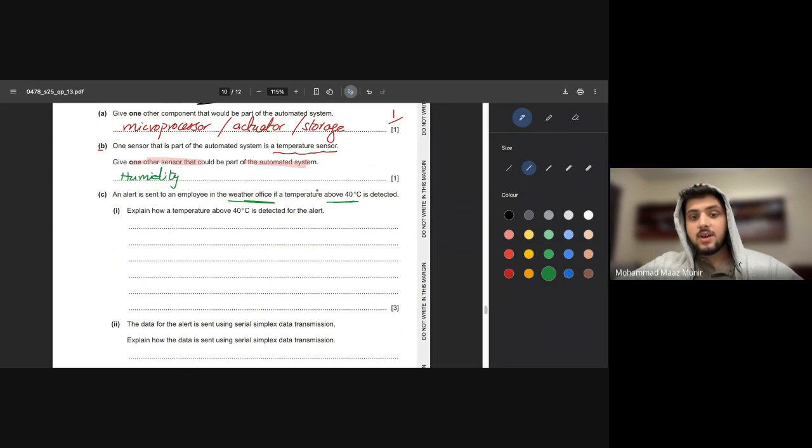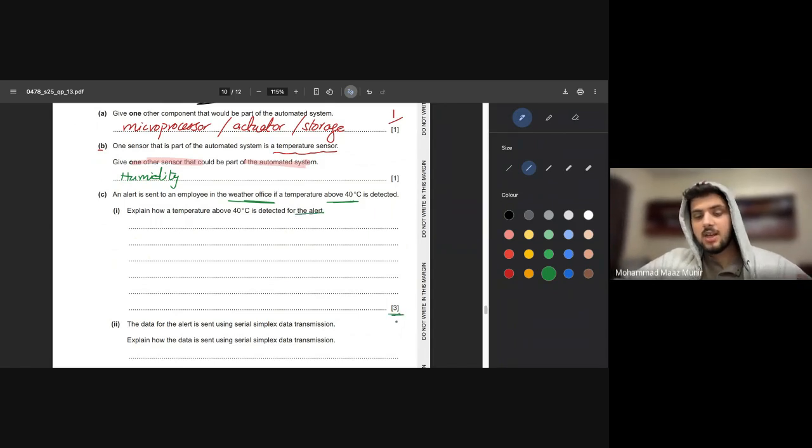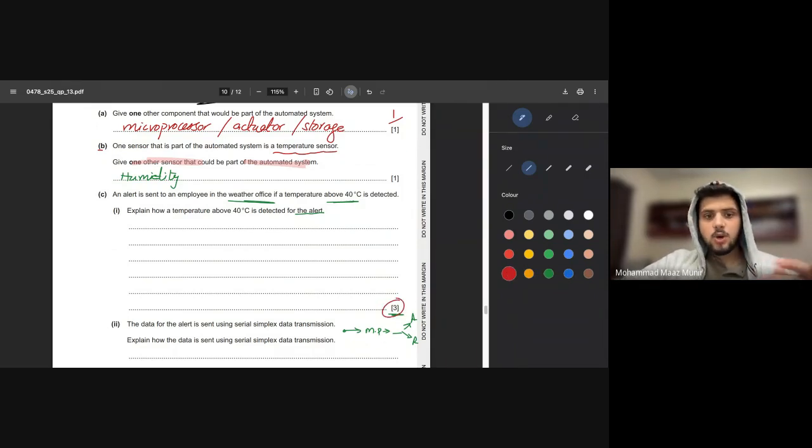Part C says that an alert is sent to an employee in the weather office if a temperature above 40 Celsius is detected. And now it's asking how a temperature above 40 Celsius is detected for the alert. So you need to explain how the data is going to go to the microprocessor, and then it's going to check it against a set given criteria. If it is out of range, it's going to send an alert, or otherwise it's going to repeat the process. We need to write the whole process, but because it is 3 marks, the examiner expects you to write only 3 points. So the first point is that a microprocessor is used.